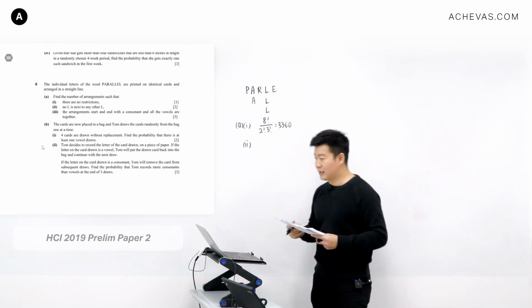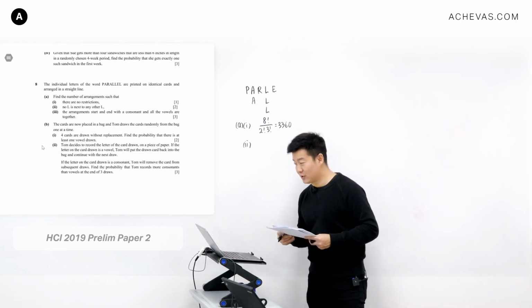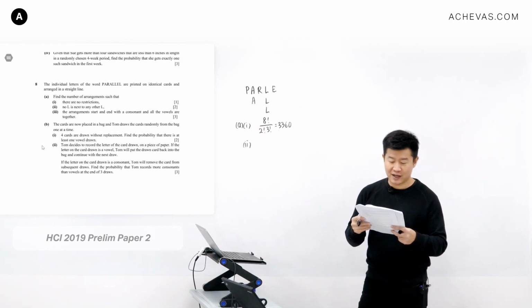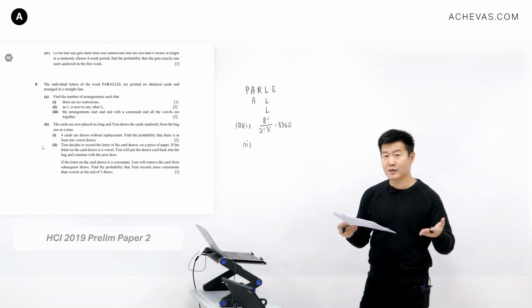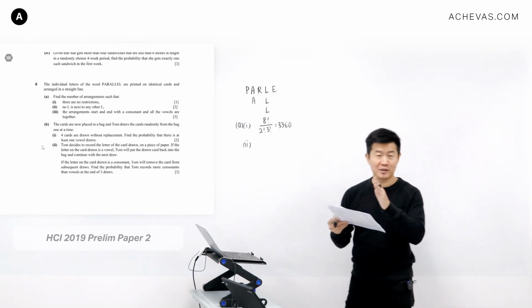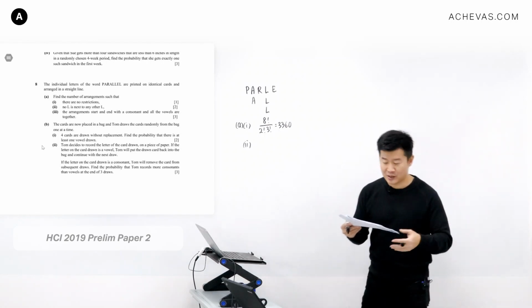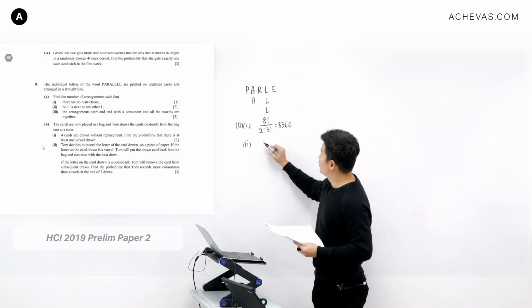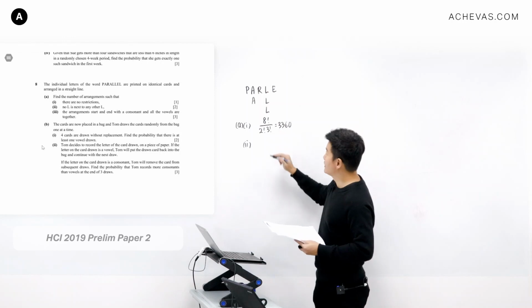Part 2, no L are next to any other L's. That means we want to make sure that the L's are separated. There's already an existing strategy, the slotting method. Please make use of the slotting method as much as possible. So we want the L's to be all separated.